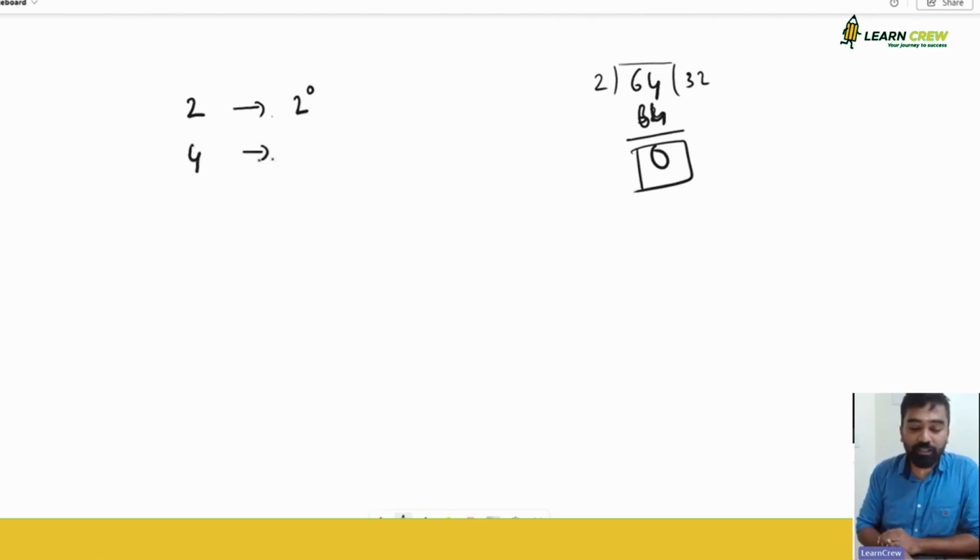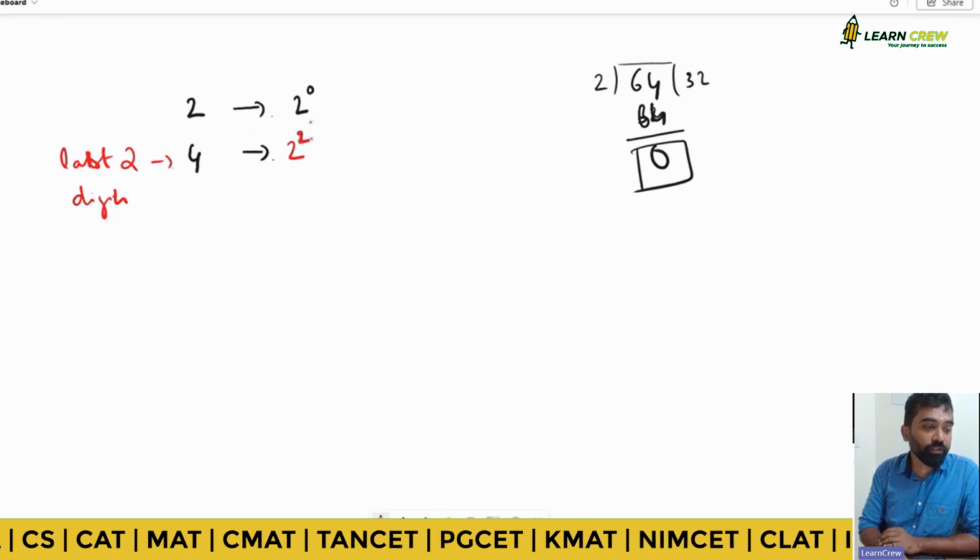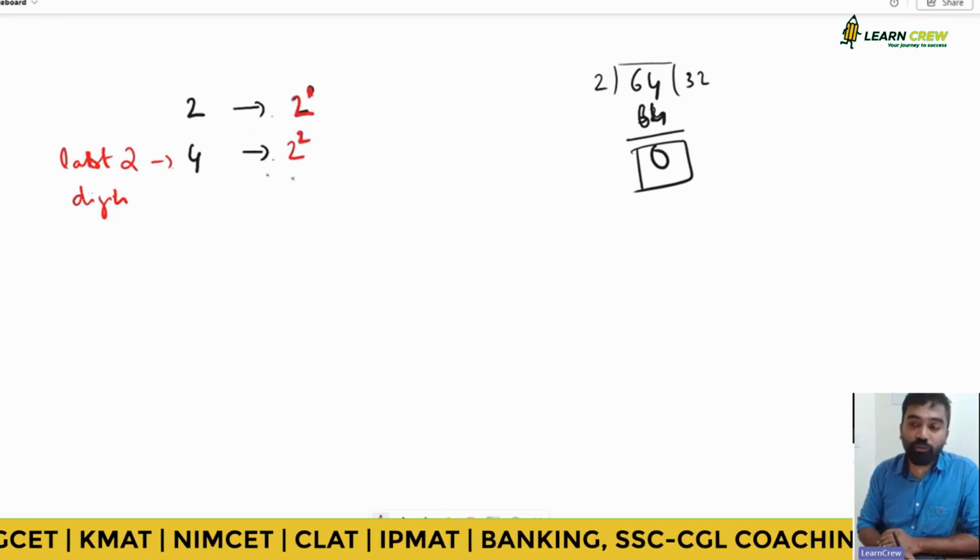So 2 can be written as 2 power 1. 4: when can you tell that the given number is divisible by 4? Last two digits are a multiple of 4. For example, this is going to be 2 power 2. This is 2 power 1, 2 power 2.